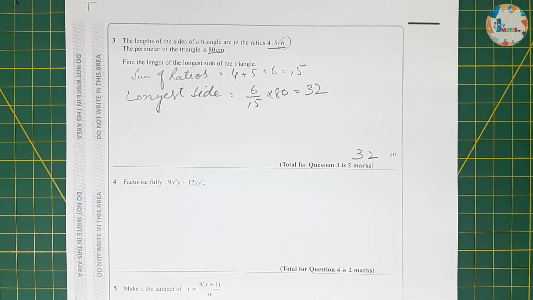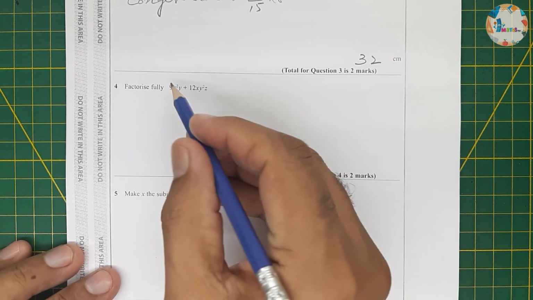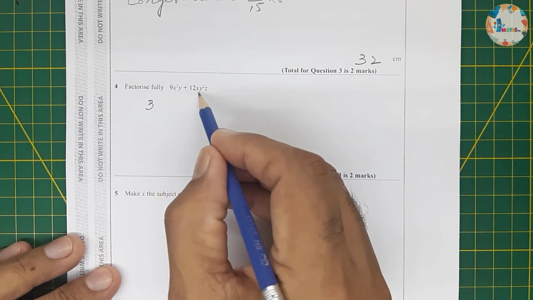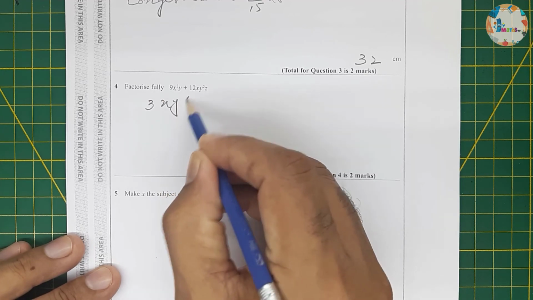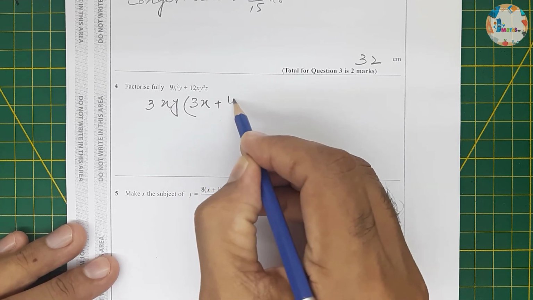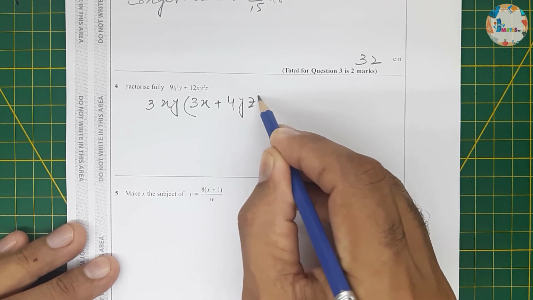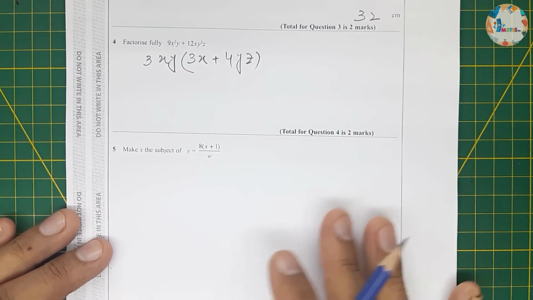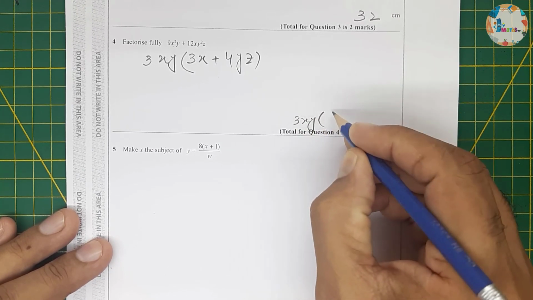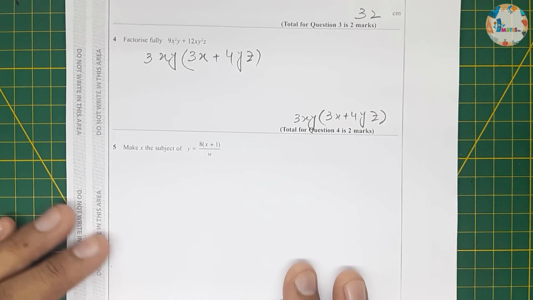Question number 4. Factorize fully, and we'll have to take the maximum common factor, and from 9 and 12 we can take 3 common, then x also we can take common, and y we can take common. So the remaining will be 3x plus 4, and x is gone out, y is gone out, so it will be y and z, and this will be our final answer, which we can write over here. 3xy into 3x plus 4yz. This will be the final answer.